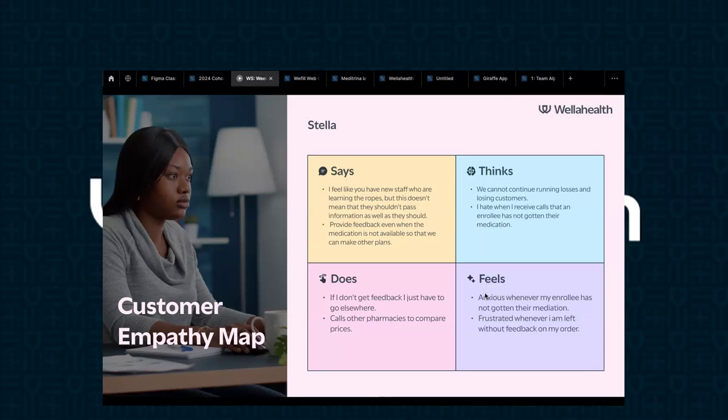So what are they feeling, right? They feel anxiety whenever an enrollee has not gotten their medication, and they feel frustrated whenever they are left without feedback on the order. Even if you've delivered the order, or you've not delivered the order, they always want feedback, because they make plans based on the feedback you give them. And if you don't give them that feedback, they cannot make plans. If they cannot make plans, they cannot do their job well. If they don't do their job well, they will lose their job. So it's a big problem for them.